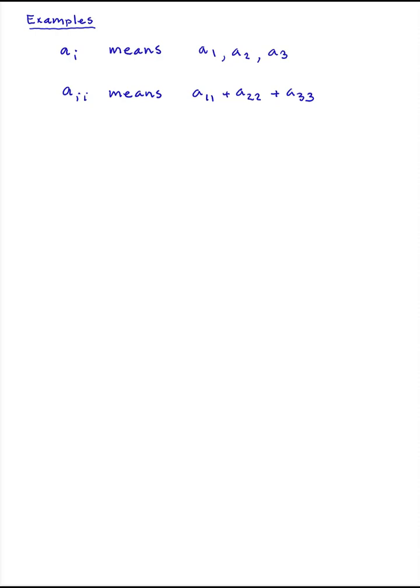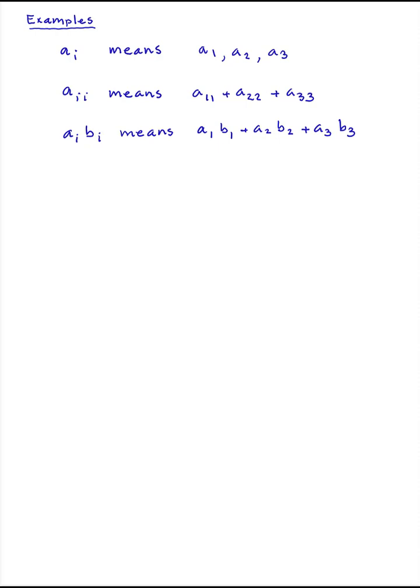A similar example, if we have ai times bi, so what does this mean? Well, also here i occurs twice, so it means a1 times b1 plus a2 times b2 plus a3 b3.